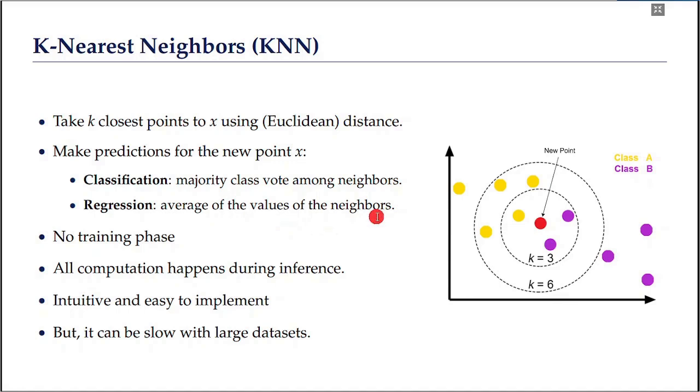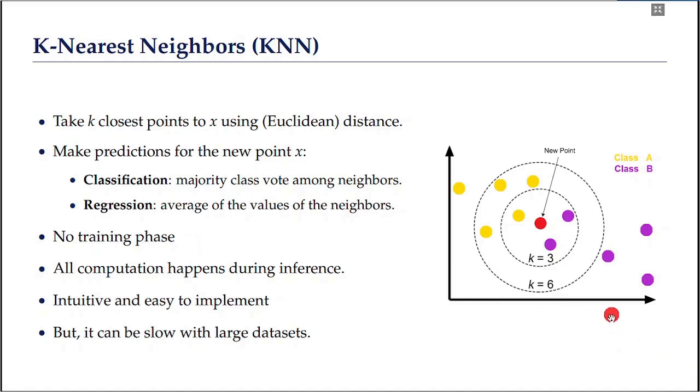And specific to k-nearest neighbors, there is no training phase. All the computations happen during inference, or during prediction. So this method is intuitive and easy to implement. But the disadvantage is that it can be slow when we have a data set having a large number of observations, because we are considering only the k closest points.